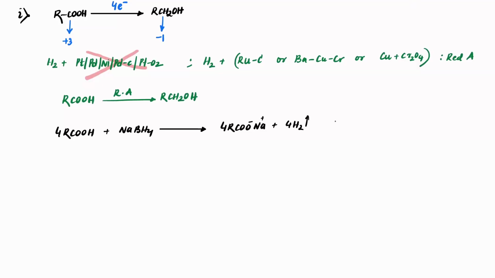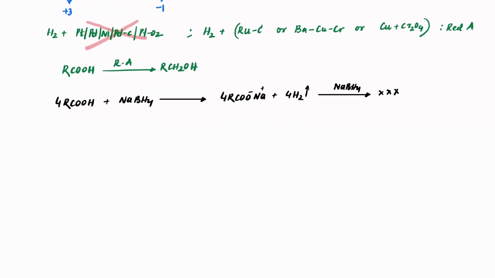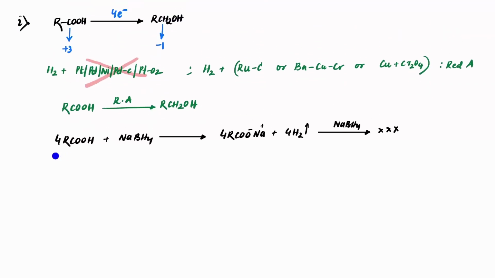That's it. And further reaction with NaBH4 will not be successful. You will not see NaBH4 make any further reaction. So if you are expecting acids to reduce to alcohols, then NaBH4 is not a correct reagent.